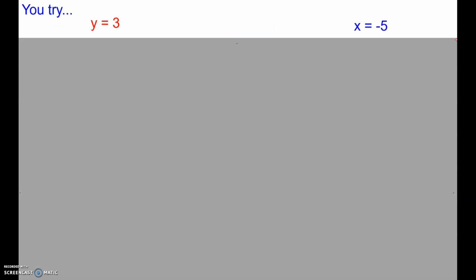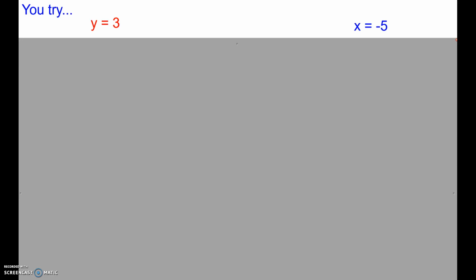Right? Here's a little practice. Go ahead and pause and see if you know where you would plot the line y = 3. Is it vertical or horizontal? Put a couple ordered pairs on that. And then what about x = -5? Again, is it vertical or horizontal? Plot a couple points.